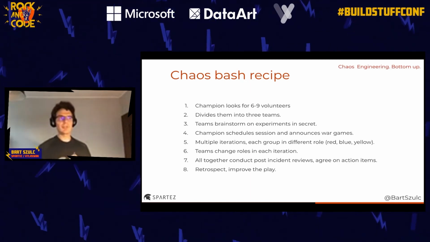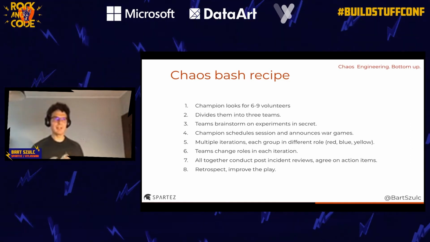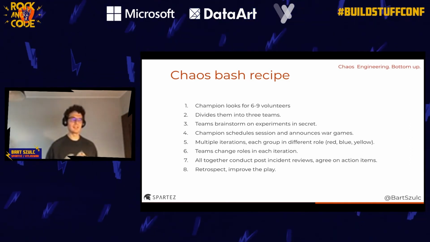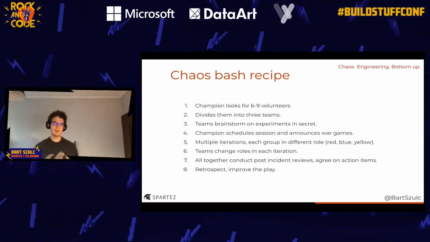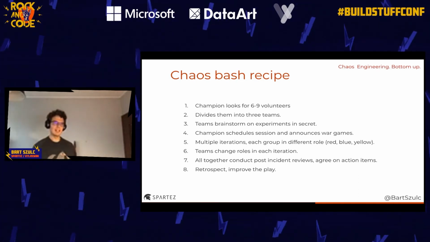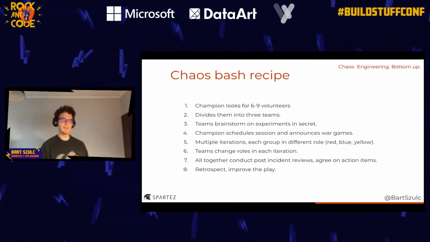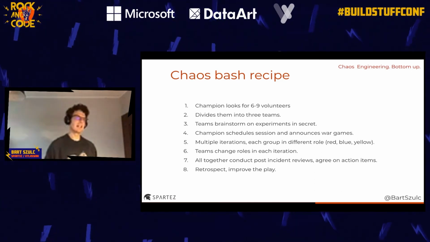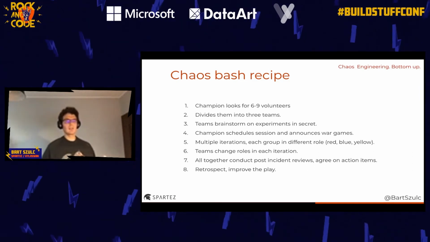Teams change roles in each iteration, so everyone has a chance to run their experiment, learn from it, and prove their hypothesis. But everyone also has a chance to become a blue team and try to fix the accident, if there is any, and see how they perform.